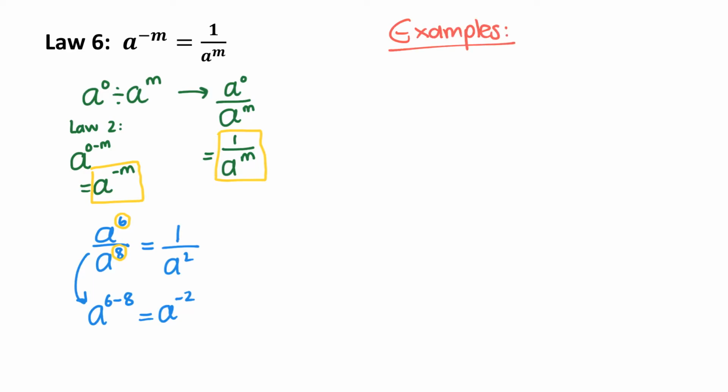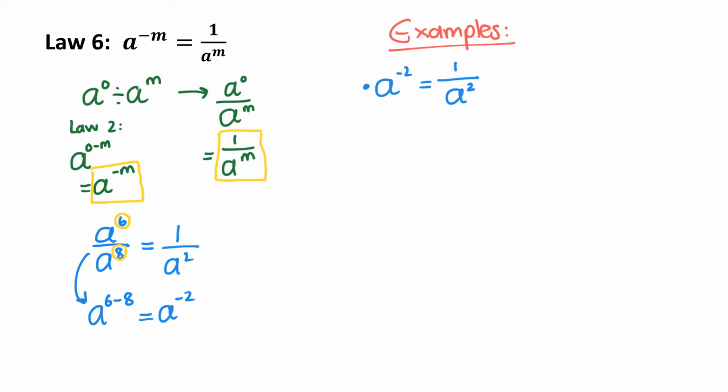Now generally, when you are asked to simplify questions with exponents, you're normally asked to write your exponents as positive values. So here is my first example. Let's say you are asked to write a to the power of negative 2 with a positive exponent. That would be equal to 1 over a to the power of 2.